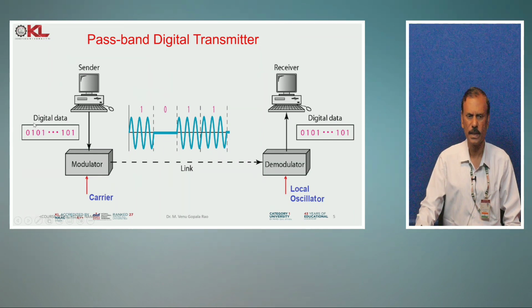Say for example, we get digital data and modulate it with the carrier signal. The digital data may come from a computer or other gadgets, or from an analog source after converting to digital format. After the carrier modulation, we get this type of signal. This is what we call the passband digital transmitter signal. This is a transmission link. At the receiver side, we use a local oscillator, multiply it with the signal, and then after demodulation we get the digital data. This is a brief outline of the passband digital transmitter.